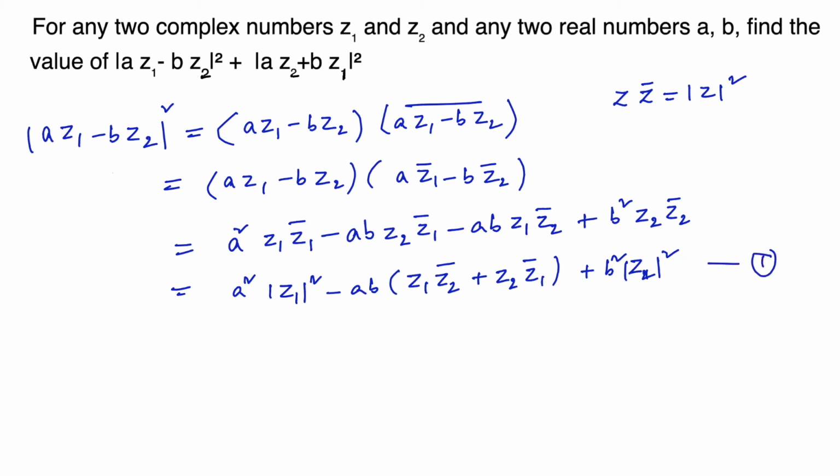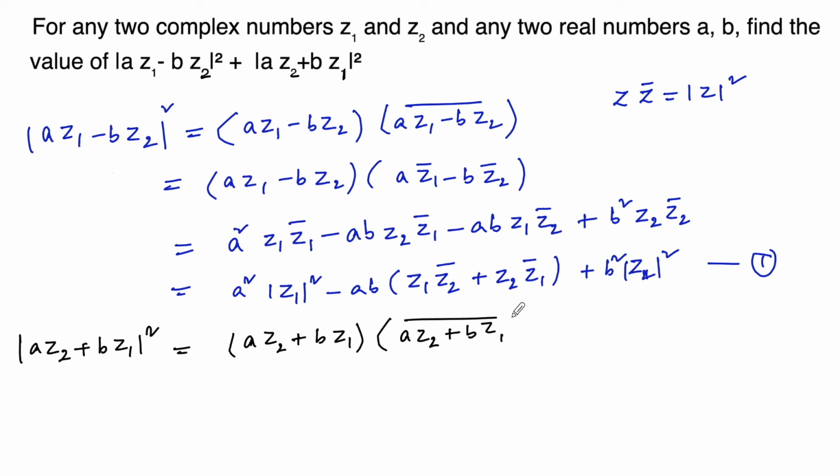So this is the first one. Let us simplify similarly the second one. Mod of az2 plus bz1 whole square is equal to, so we can write this as az2 plus bz1 into conjugate of az2 plus bz1, which is equal to a times z2 plus b times z1 into a times z2 bar plus b times z1 bar.